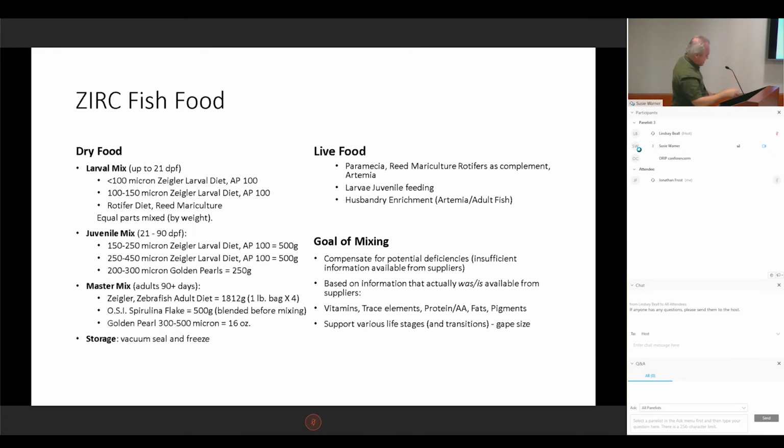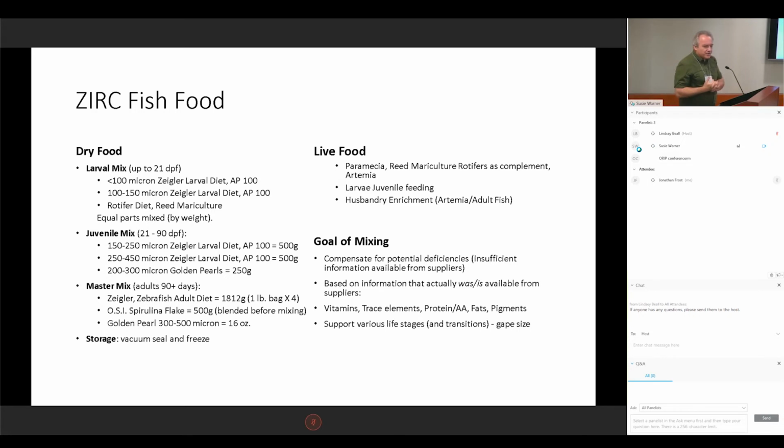So we have a larval mix, which focuses on the smallest food sizes, but it is also a mix of different food sizes, and it includes rotifer diet, which is mixed in with Ziegler diet in equal parts. The juvenile mix is, again, different particle sizes of Ziegler diet and golden pearls. And the master mix is a mix for adults: Ziegler diet, spirulina, and golden pearls.